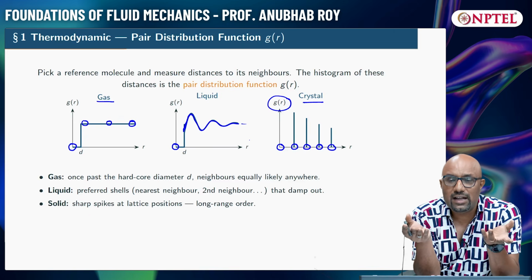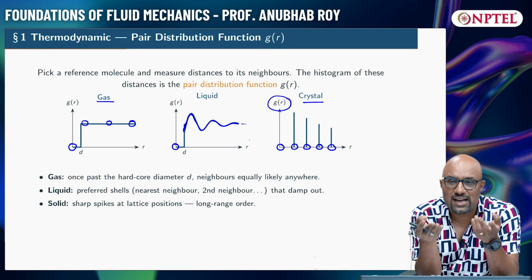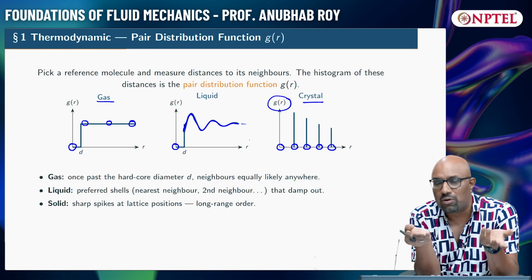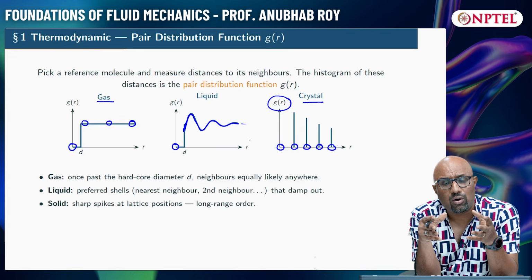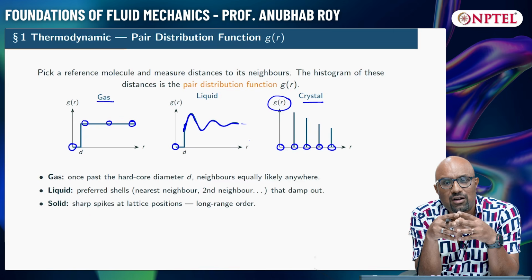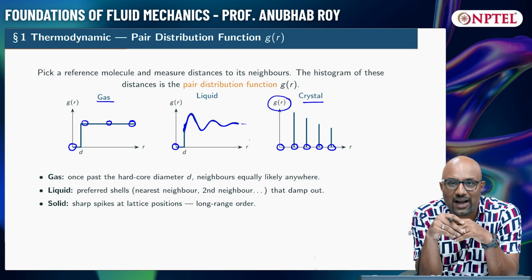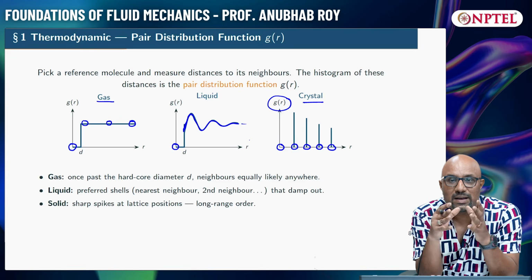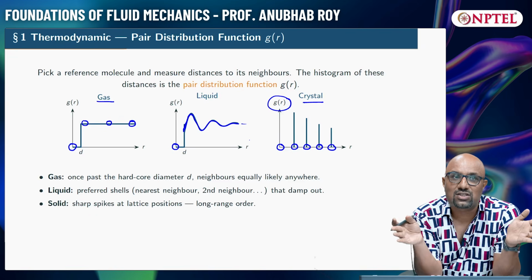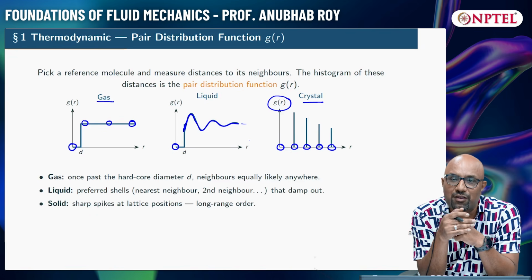So any new material that you discover, you synthesize a new material in the lab, you come across a new material and you want to find out what is the structure inside this material. You perform an experiment like this and you try to find this kind of a diagram. This is basically known as finding the static structure or the pair distribution function for that particular material.